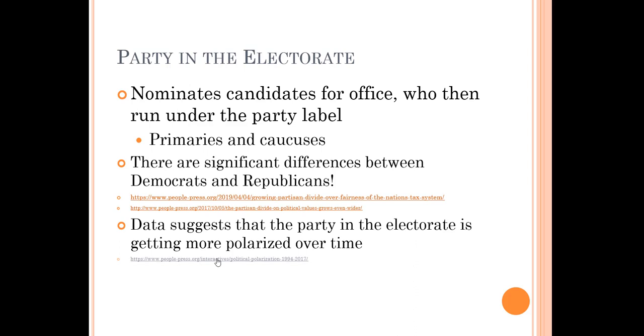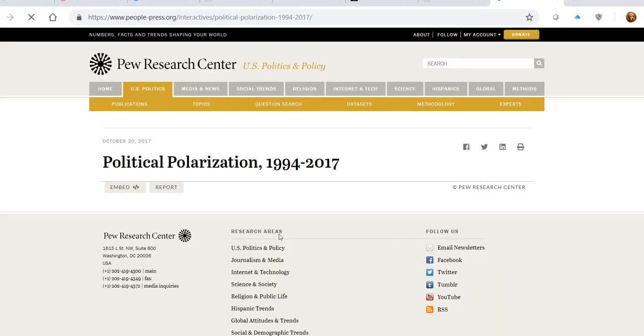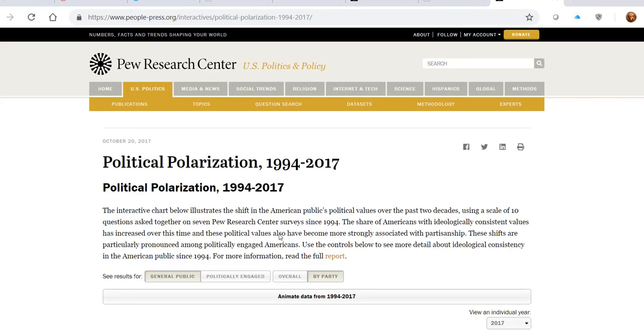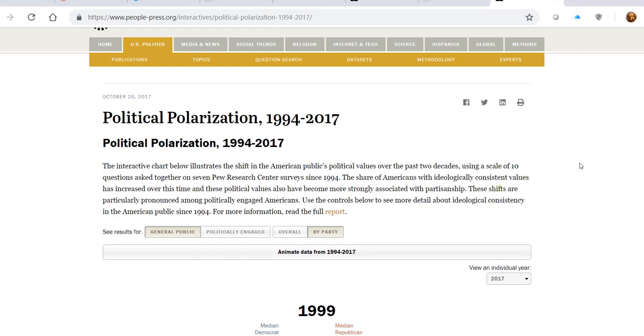There are significant differences between the Democrats and Republicans if you read their platforms, but this is kind of a cool graph that seems to suggest that the party in the electorate is getting more polarized over time. And this is reflected in the candidates who get elected. So as the party in the electorate gets more liberal or more conservative, depending on which party you're talking about, the people they elect will also get more liberal or more conservative. And that can make it more difficult for policy making, right?